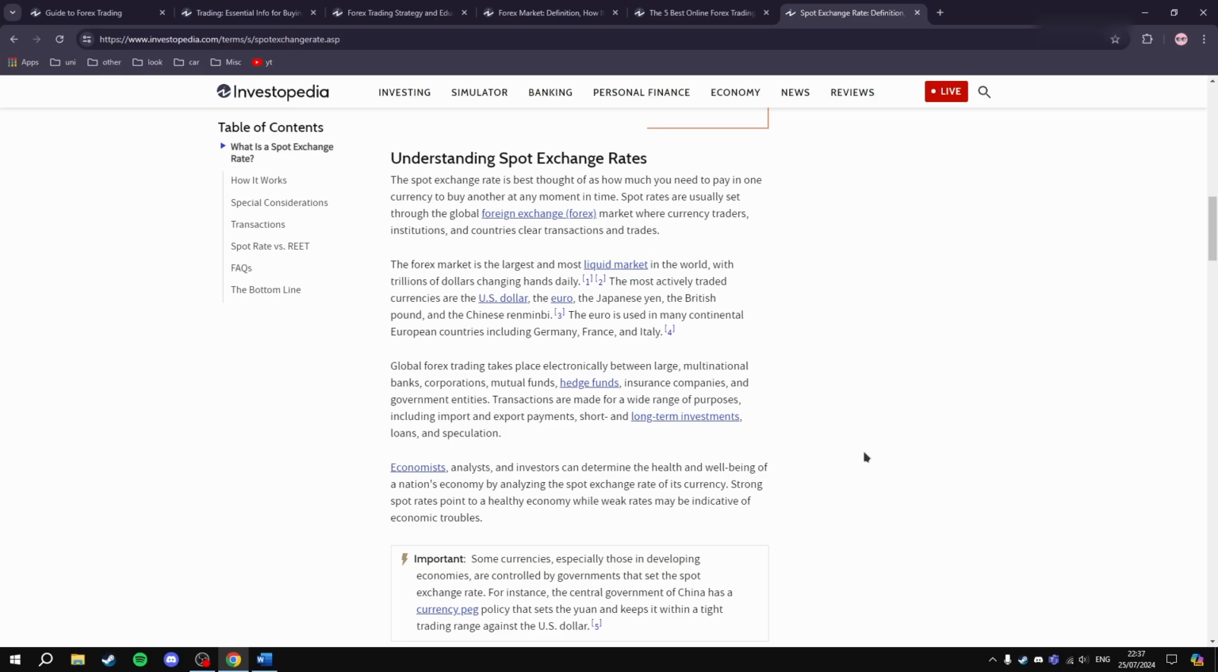The euro is used in many continental European countries including Germany, France and Italy. Global Forex trading takes place electronically between large multinational banks, corporations, mutual funds, hedge funds, insurance companies and government entities. Transactions are made for a wide range of purposes, including import and export payments, short and long-term investments, loans and speculation. Economists, analysts and investors can determine the health and well-being of a nation's economy by analysing the spot exchange rate of its currency. Strong spot rates point to a healthy economy, while weak rates may indicate economic troubles.